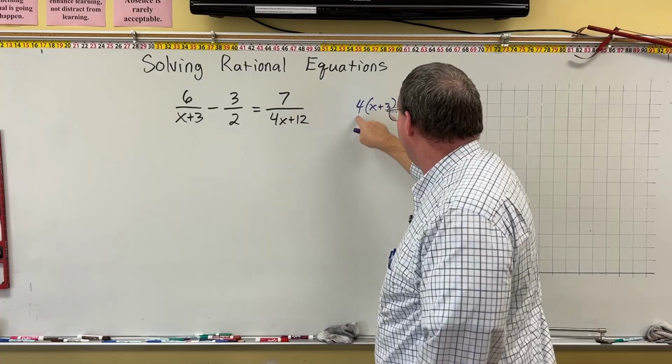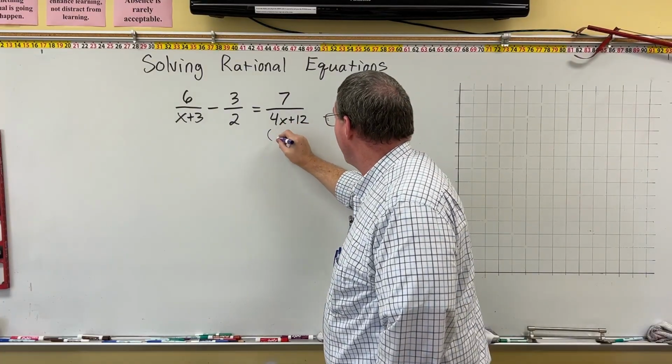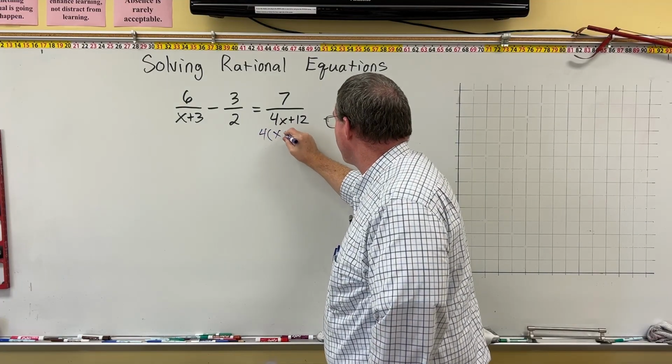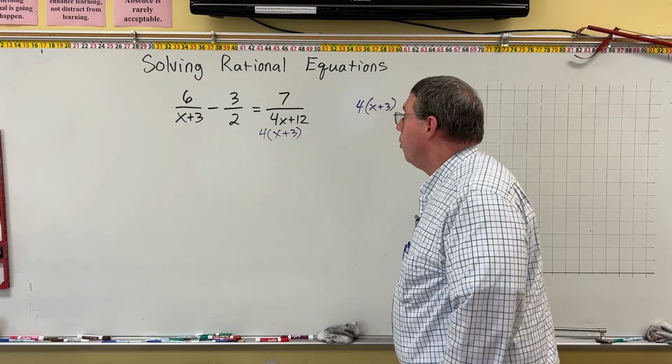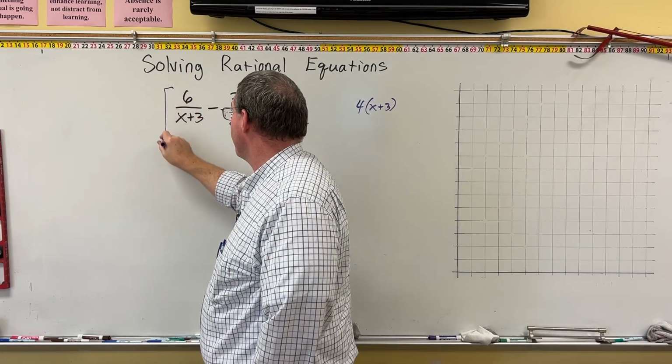So this is actually 4 times x plus 3. So I'm going to write that underneath here. 4 times x plus 3. That's important when I cancel this denominator. You'll see what I mean.